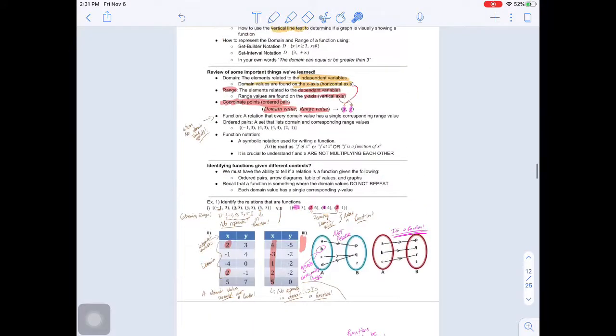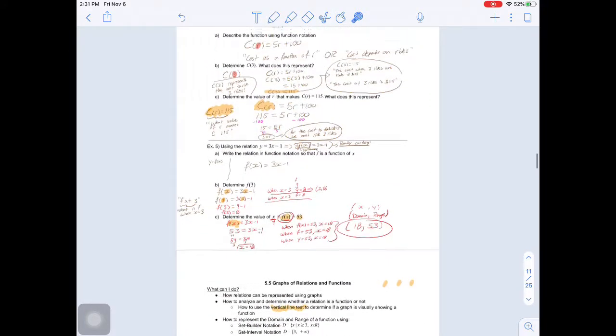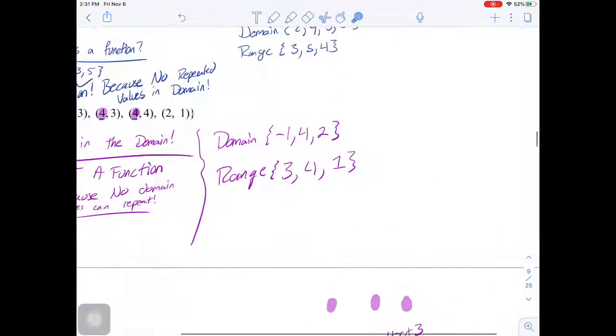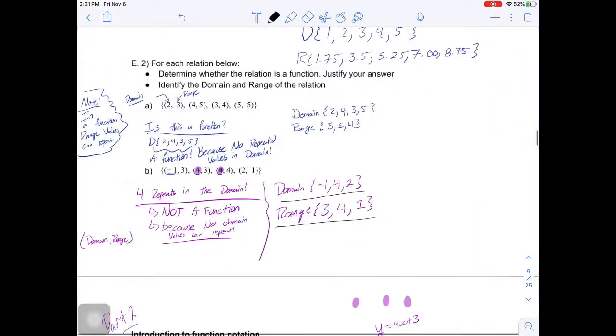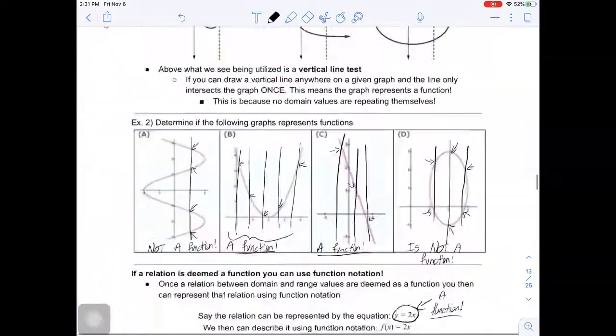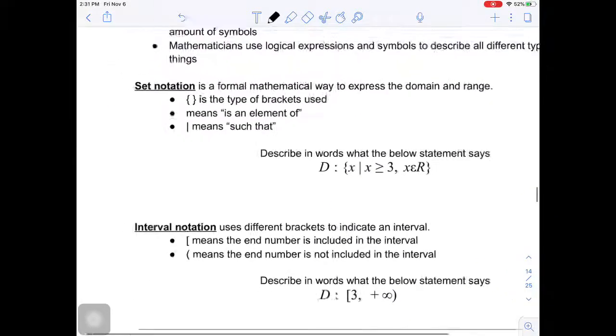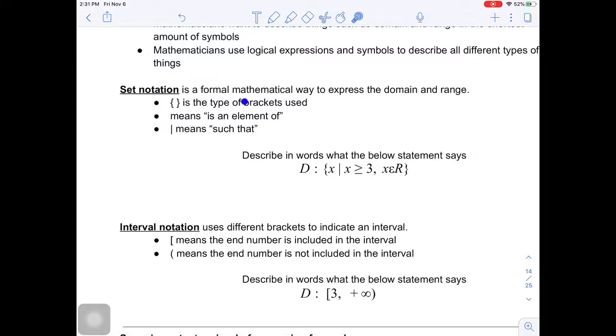We've already seen set notation in our past videos, and we have mentioned the domain of certain things. We literally just wrote the domain and range out, but we need to do it even more mathematically. That's where this comes in. Set notation is a formal mathematical way to express the domain and range. We need to use these types of brackets when determining something that's a part of a set.